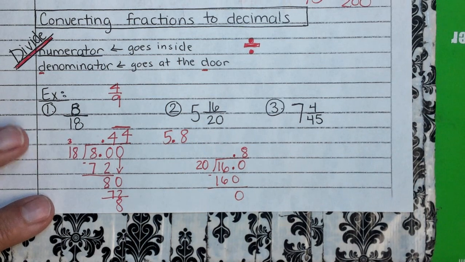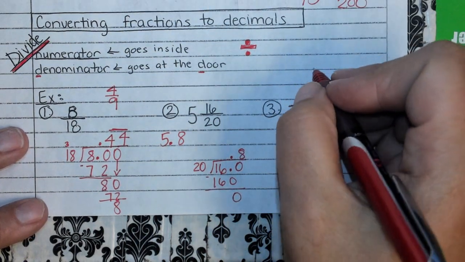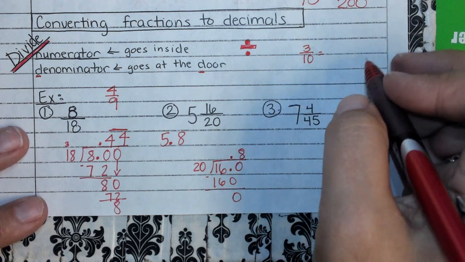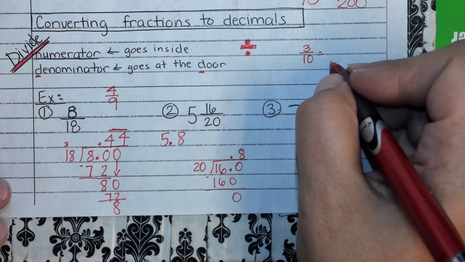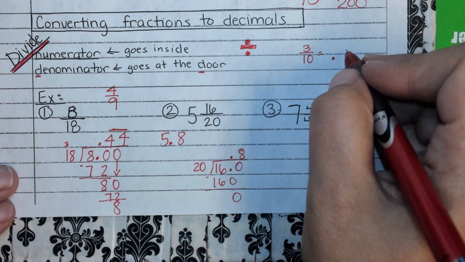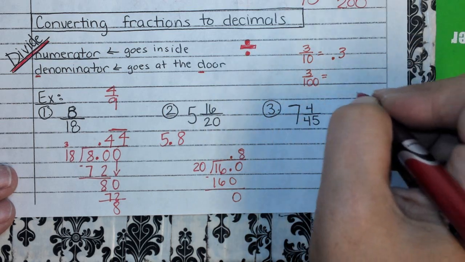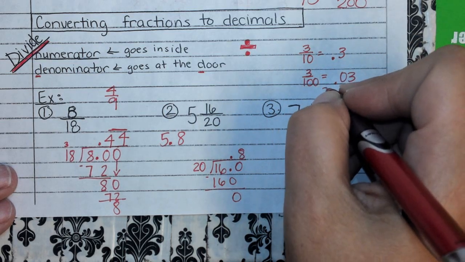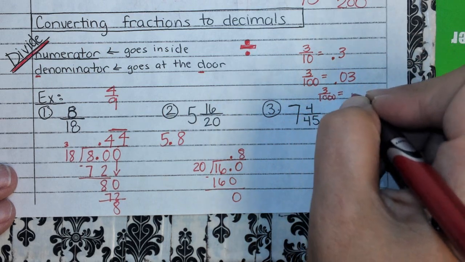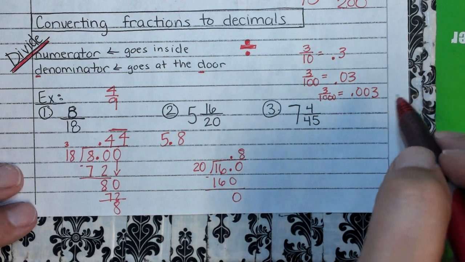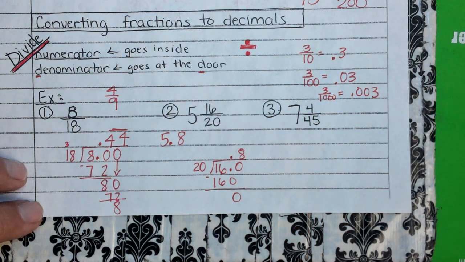Now, here's something else I'll show you. If I have a fraction like this, how do I write 3/10 as a fraction and then turn it into a decimal? 0.3. What about 300ths? 0.03. What about 3,000ths? 0.003. Okay, so what I want you to see is that if I can get a denominator that is 10, 100, or 1,000, changing it to a decimal, you don't even have to divide.